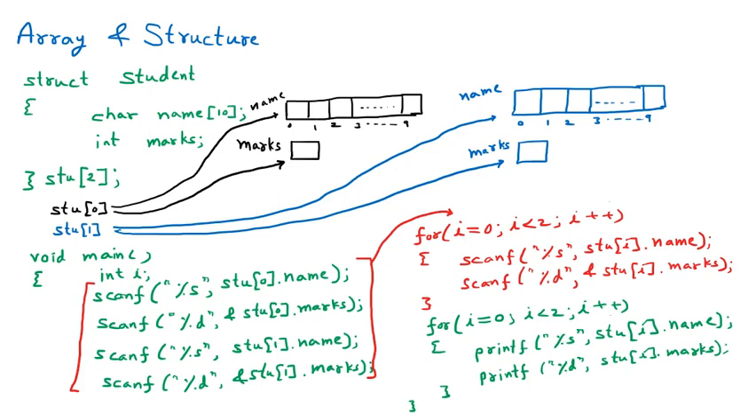So let us suppose that the first name we are saying assuming ABC, and the marks are suppose 91, and similarly in the name we are having VER, and suppose marks are 97. So these two can be taken as the input and the output. So this is how we can use the array and the structure together.